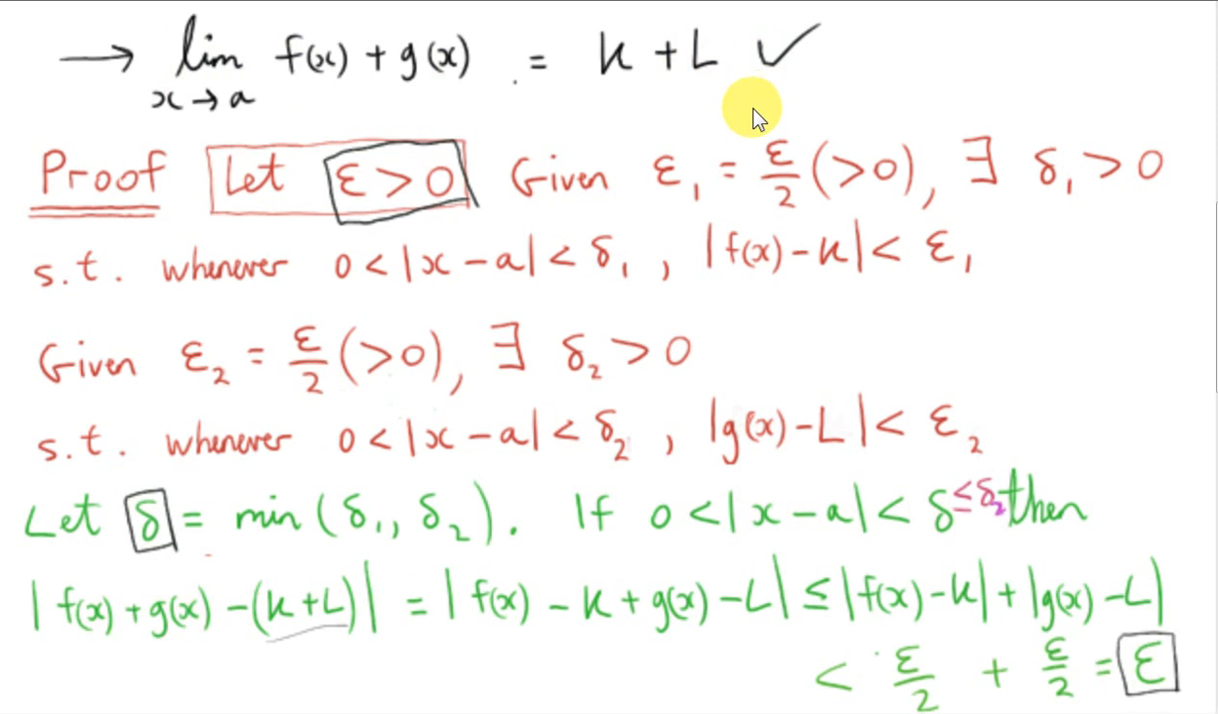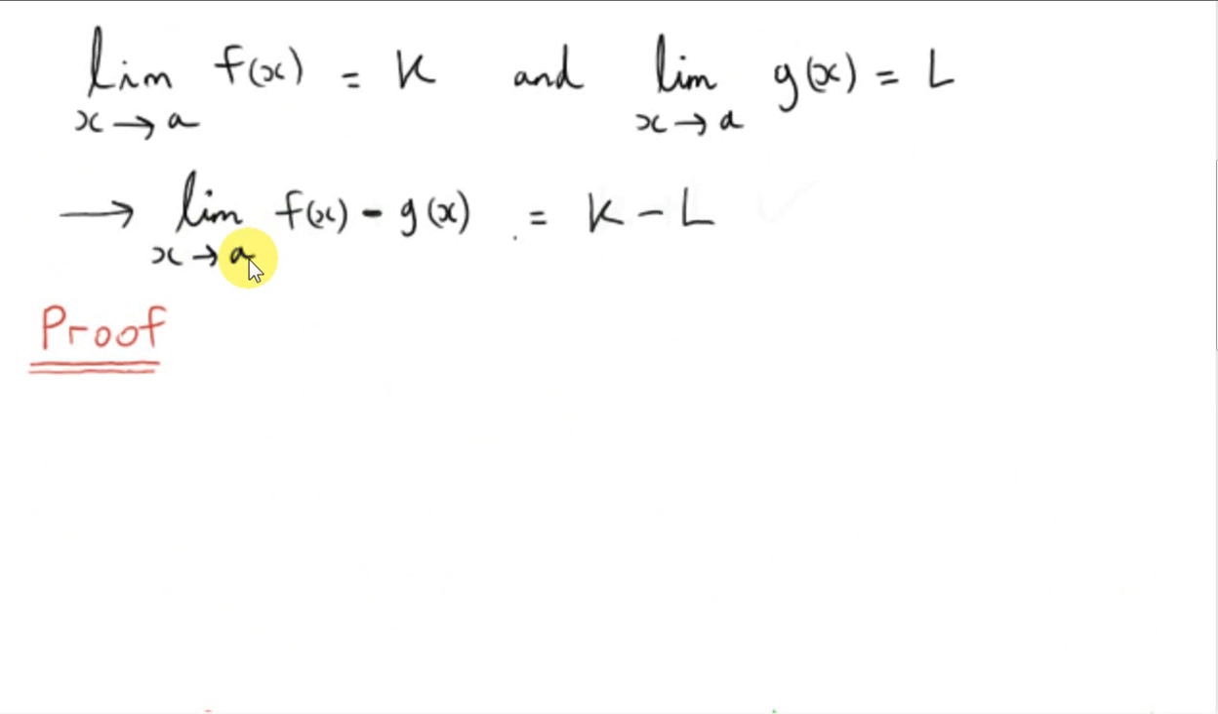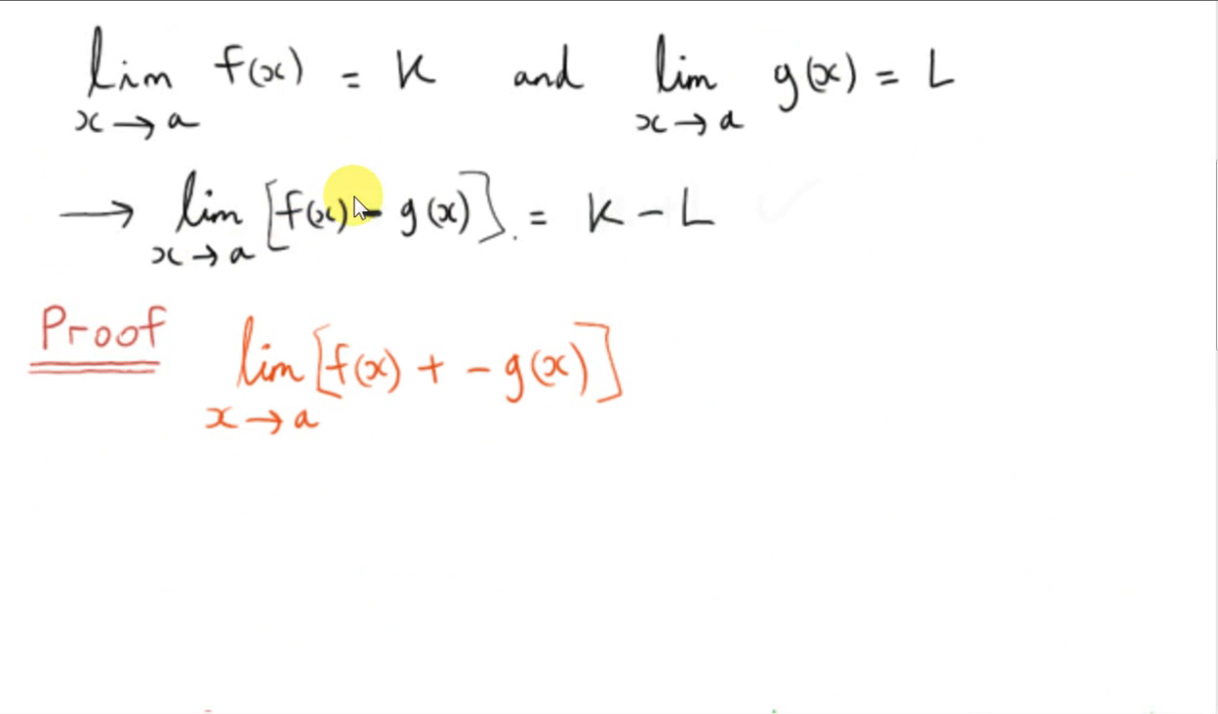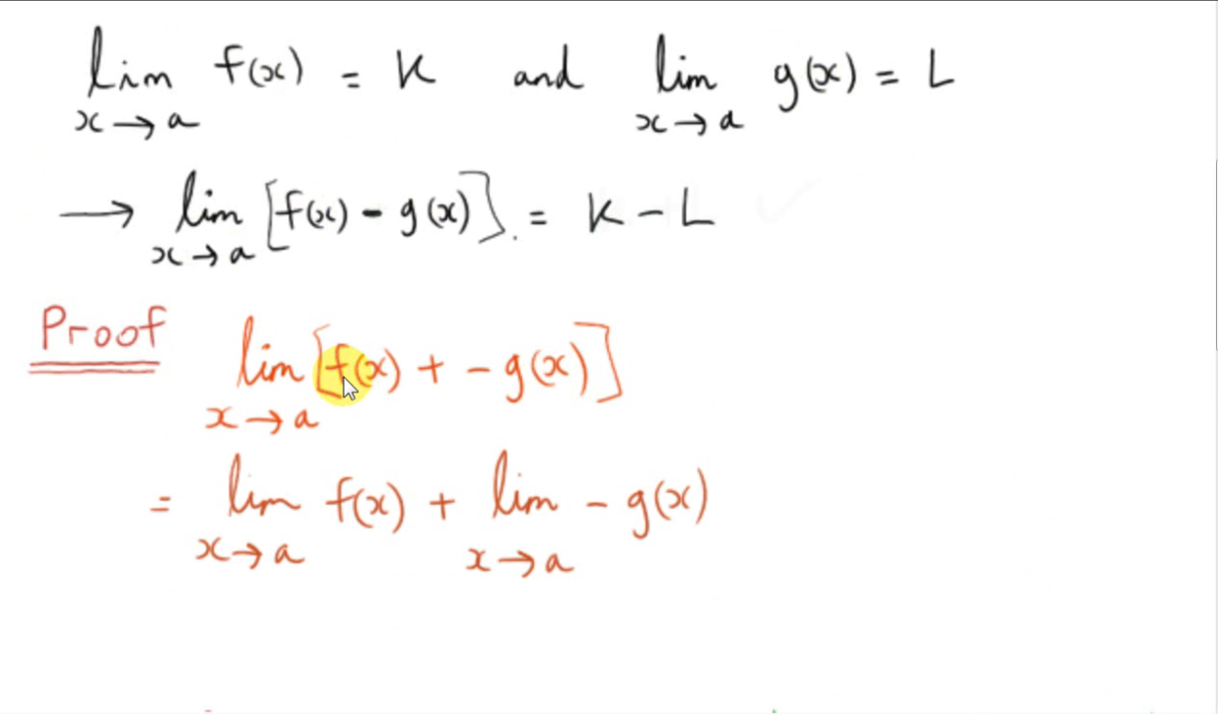Now what about the limit as x tends towards a of the difference of these two functions, f of x minus g of x? Well, we can write f of x minus g of x like this and apply the result for the sum of two functions. This time the two functions are f of x and minus g of x. So our second function now is minus g of x. But minus g of x can be written as minus 1 times g of x.